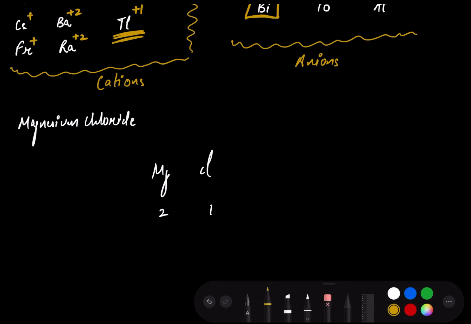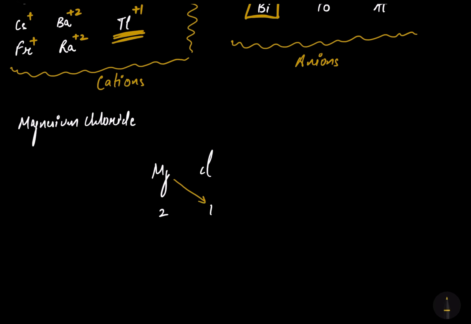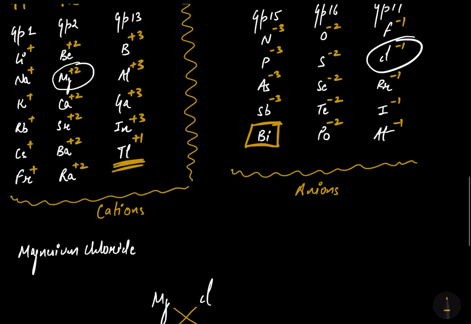Then what we have to do? We have to cross multiply it. Magnesium with 1 and chlorine with 2. So that means we got our molecular formula to be MgCl2. I hope you got the point. Firstly write the oxidation states, then ignore the signs, that become valences, and then we have to cross multiply it. Let me take another example.